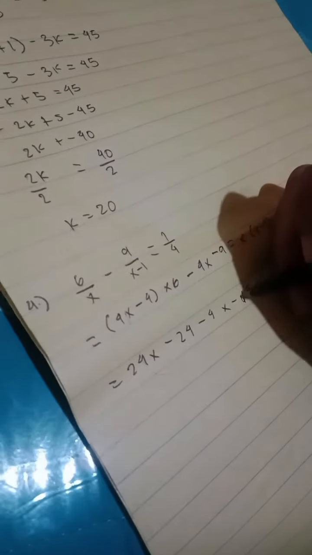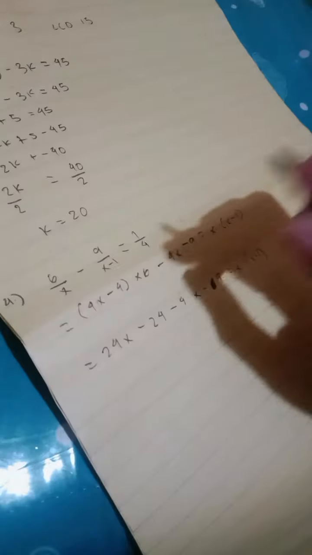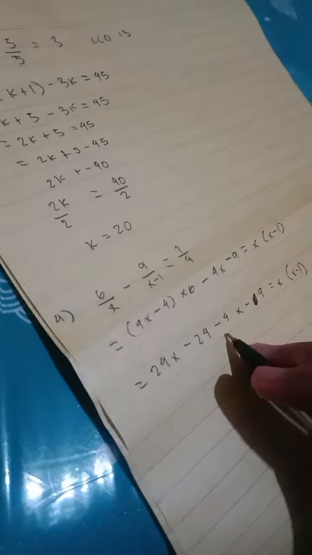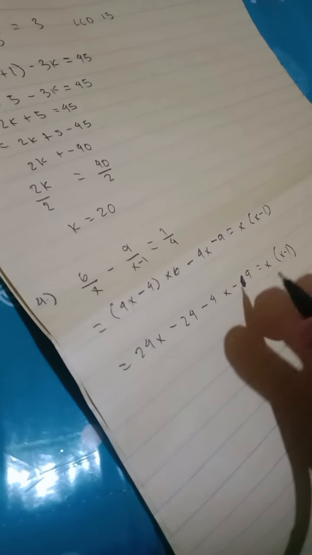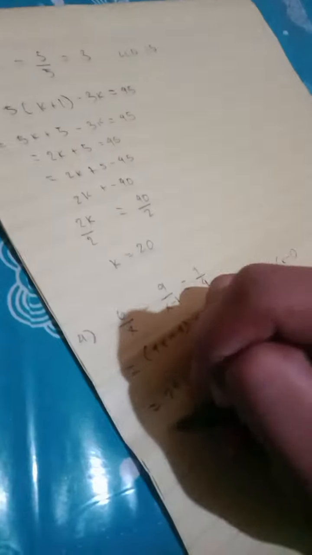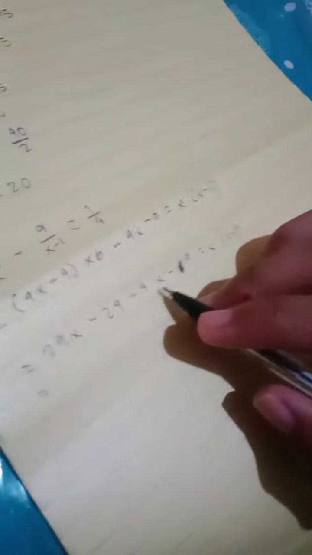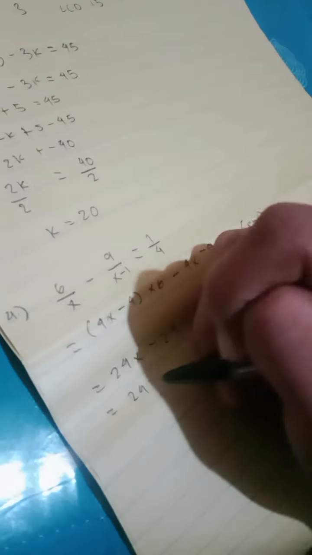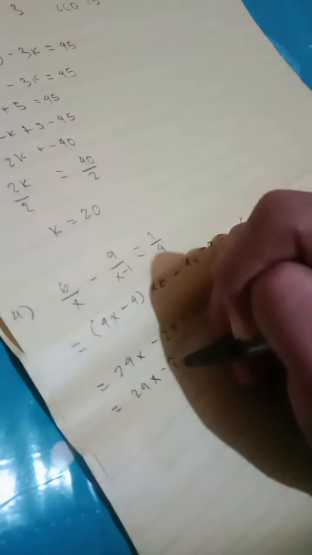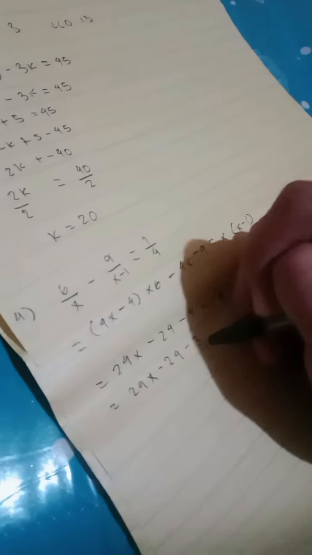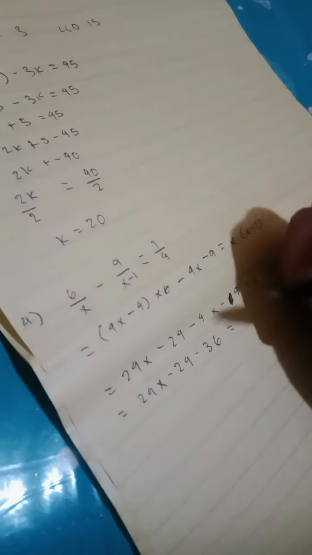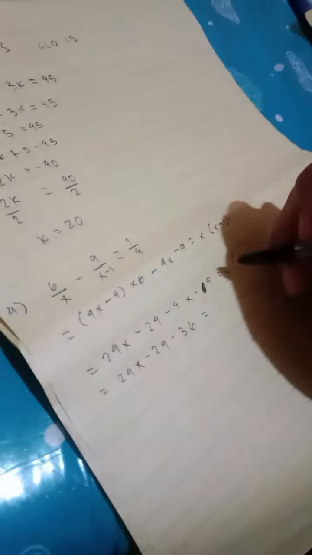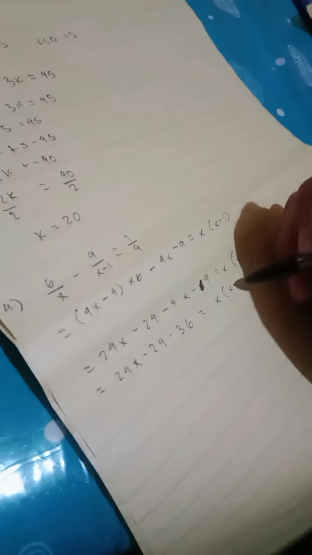Sorry, wrong one. Remove that. So next, multiply 4 by 9 to get 36. We're going to multiply these two, 4 and 9. 24x negative 24, negative 36 equals 2x and x negative 1.